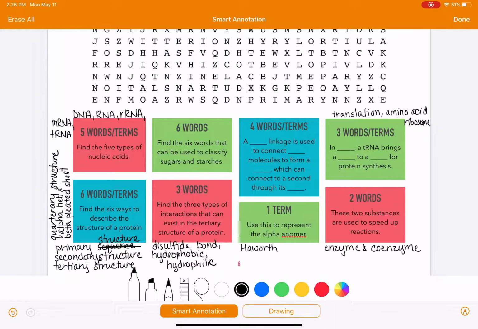Up above, green, 6 words that can be used to classify sugars and starches. So they could be either aldoses or ketose, that's 2. They could be a monosaccharide, a disaccharide, or a polysaccharide. Monosaccharide, disaccharide, polysaccharide. But I'm not sure about a 6th way, and I'm looking at all of the terms from the word matching. I guess the only last one that would kind of make sense would be just to call it a carbohydrate. That's the only other word on there that I can find that has anything to do with sugars at all. So it must be carbohydrate. So we have 1 left.